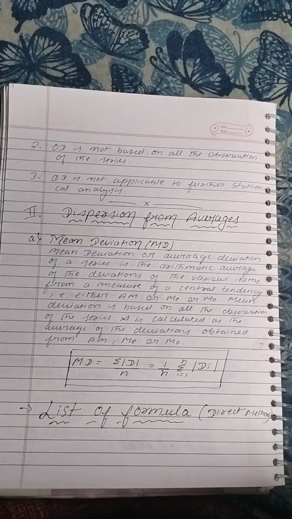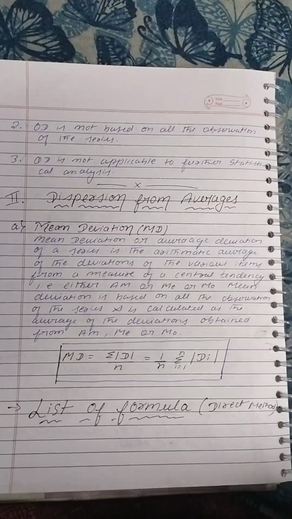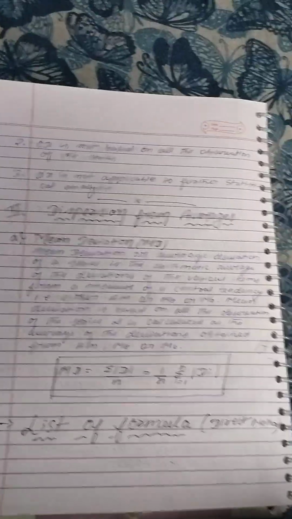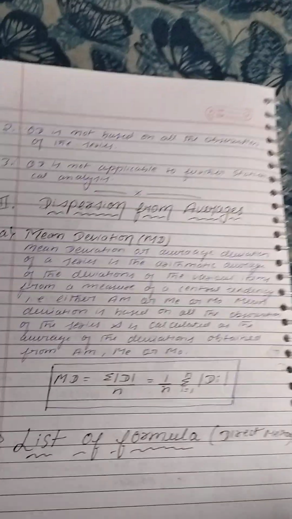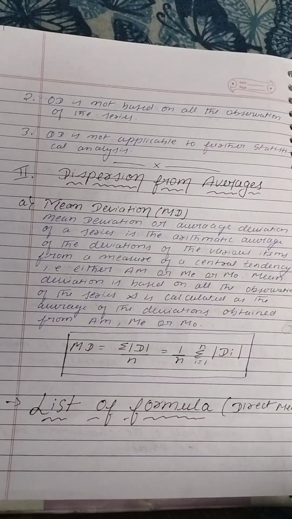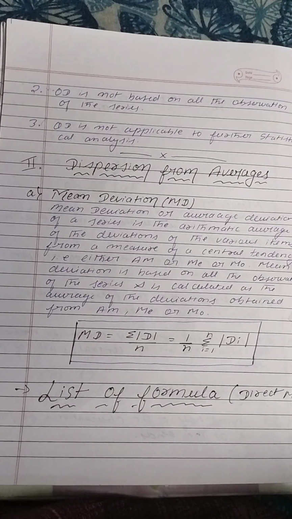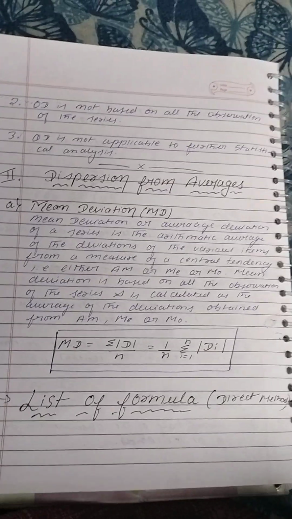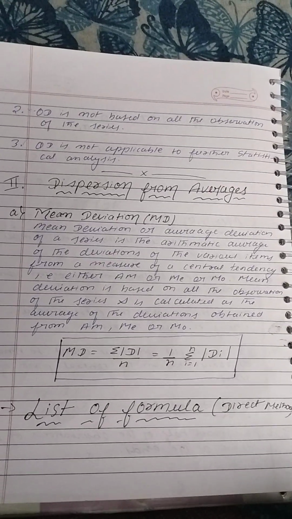So it is dispersion from average. Like we have studied dispersion from value, there are two types of dispersion, like range and quartile deviation. Now we are studying the mean deviation, MD.